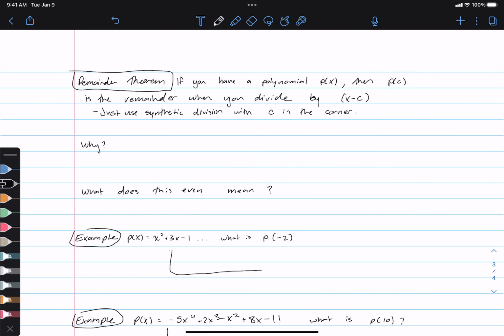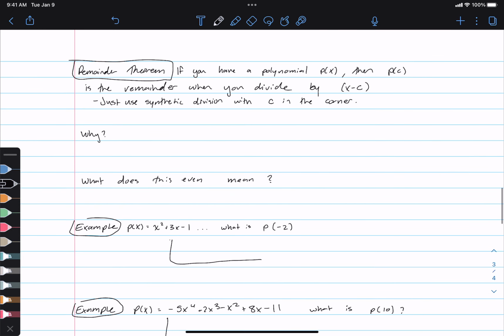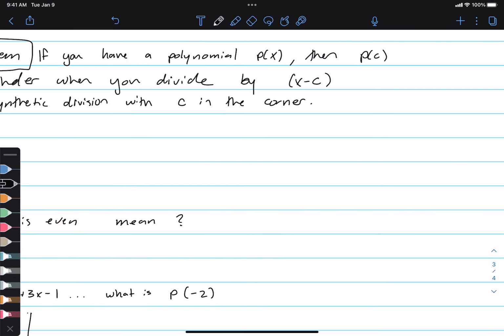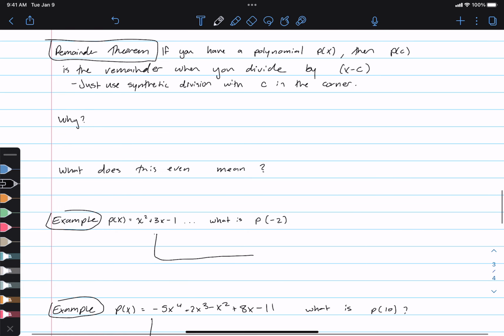Finally, we have the remainder theorem. So if you have a polynomial, p of x, then p of c, for some value c, is the remainder whenever you divide by x minus c. So just use synthetic division with c in the corner, not negative c, because we're making it so that it's going to be the 0. So always put whatever value you're trying to find on the left.